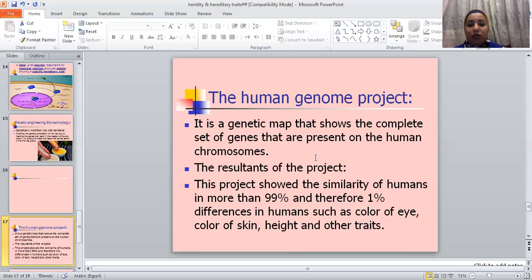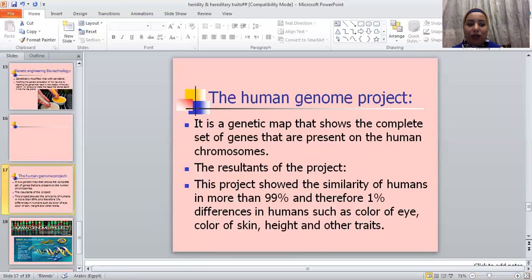The result of this project shows the similarity of humans is more than 99%, as we are in the same species, the human species, or especially the mammal species. We are similar in 99% of characters, but only 1% has different characters. So only 1% differences in humans, such as color of eye, color of skin, height, and other traits. All of them are only 1%. But more than 99%, we are similar, okay, as we are in the same species.